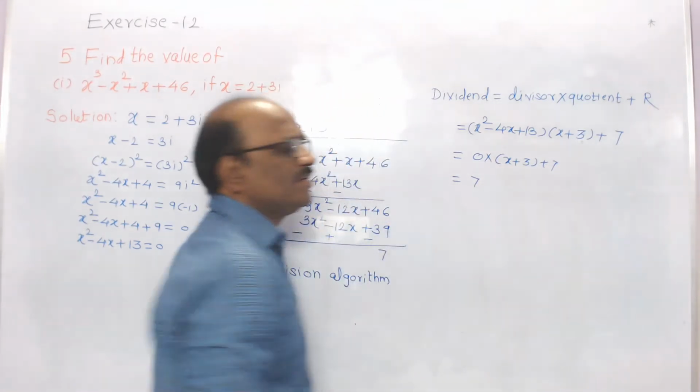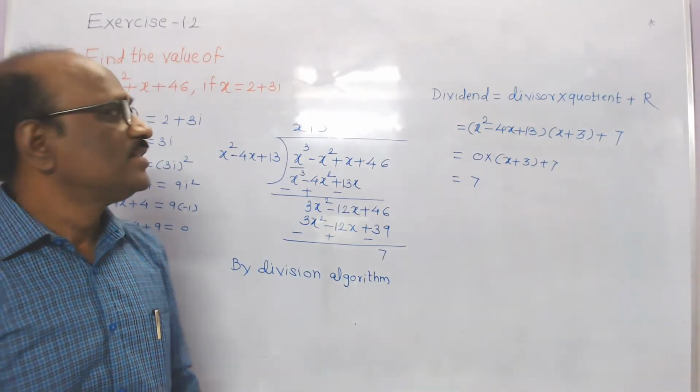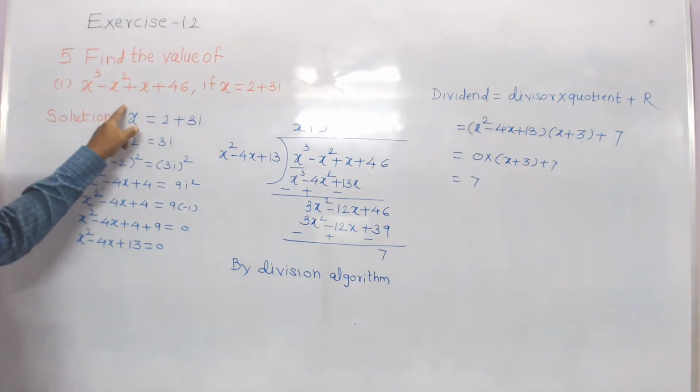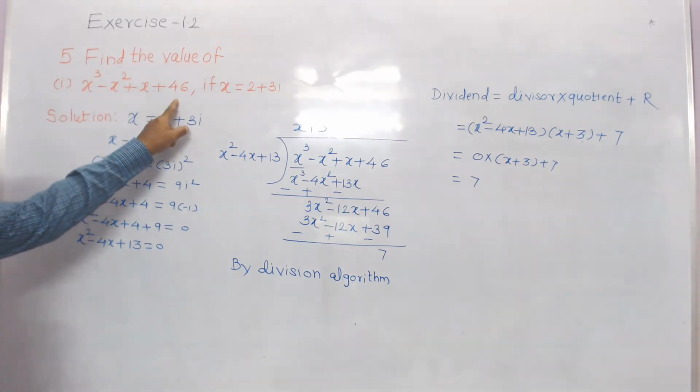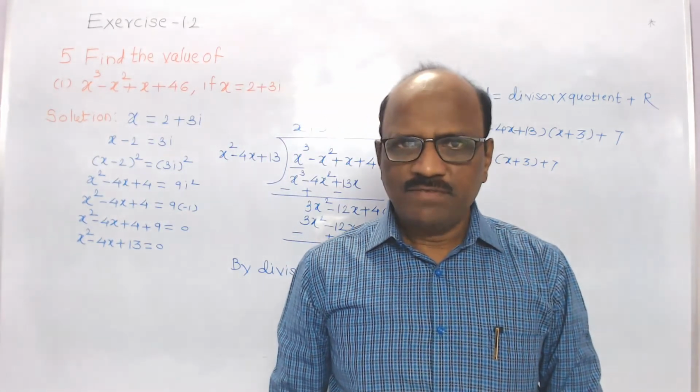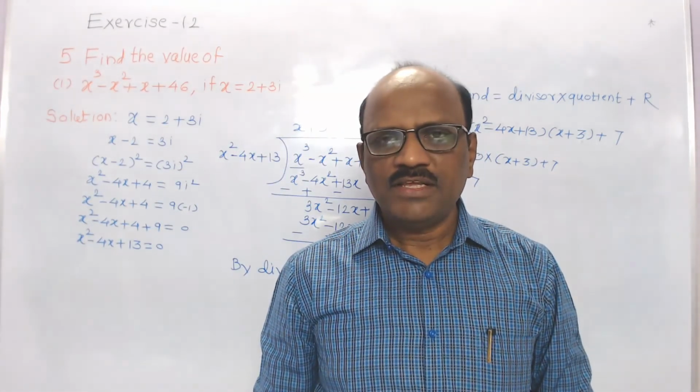value is 7. Therefore the value of the polynomial x cube minus x square plus x plus 46 is 7, and in this way we can find out the value of the polynomial.